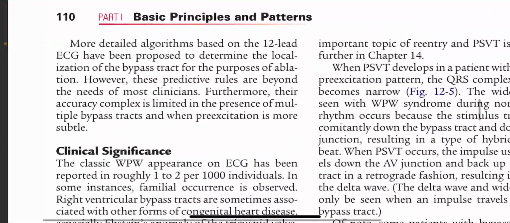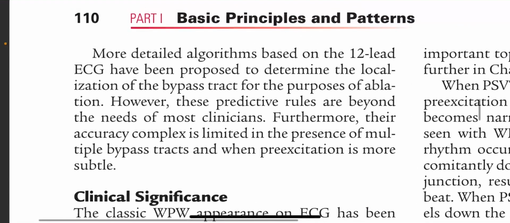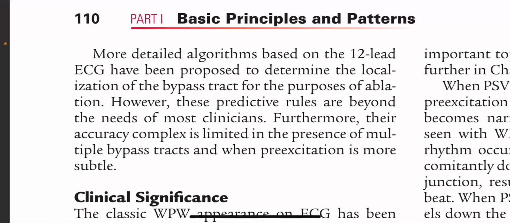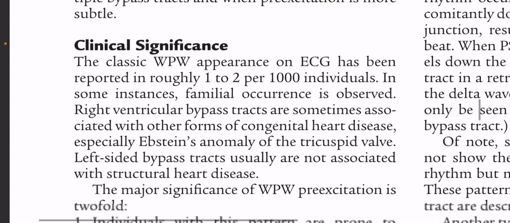Now, more detailed algorithms based on the 12-lead ECG have been proposed to determine the localization of the bypass tract for the purposes of ablation. However, these predictive rules are beyond the needs of most clinicians. Furthermore, their accuracy is limited in the presence of multiple bypass tracts and when pre-excitation is more subtle.